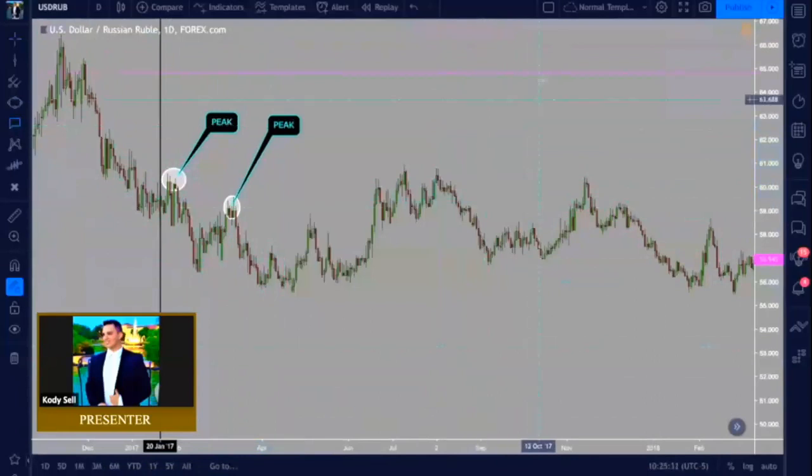And similar to support and resistance, how you need at least 2 identifiers to actually mark your horizontal level, when it comes to trend lines, you also need at least 2 identifiers to mark your trend line.